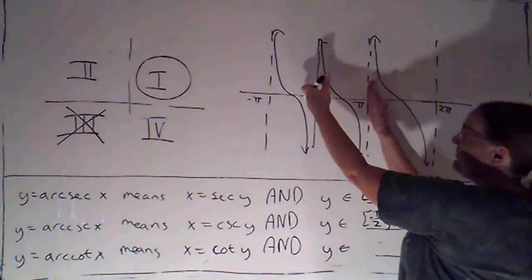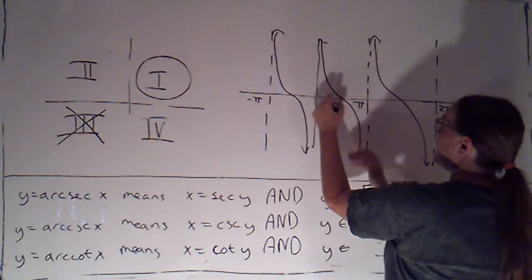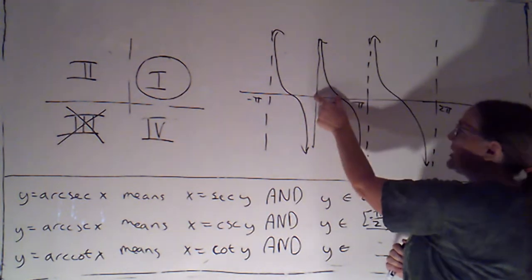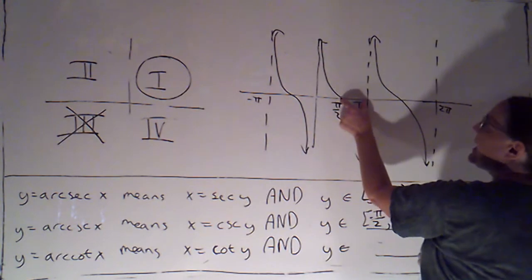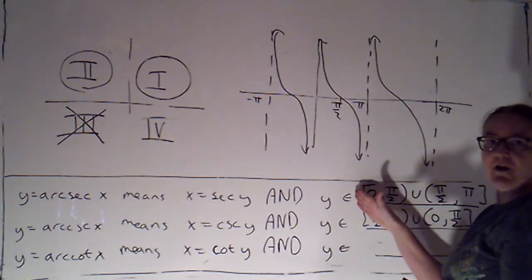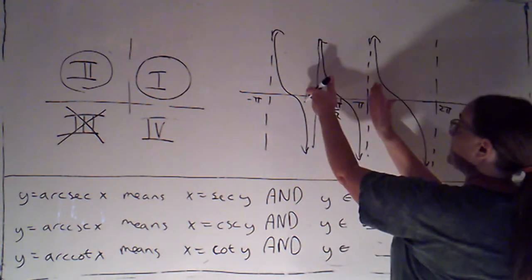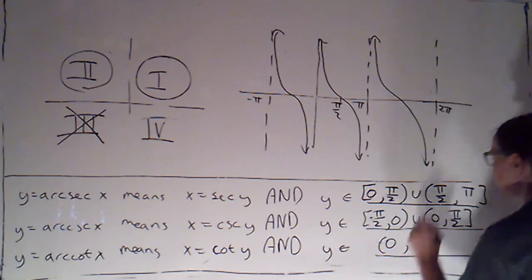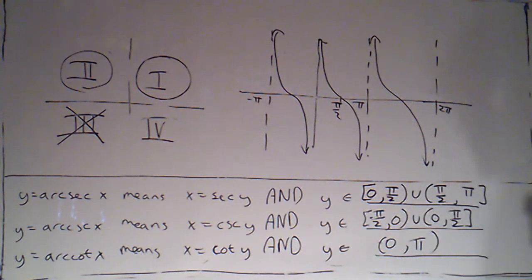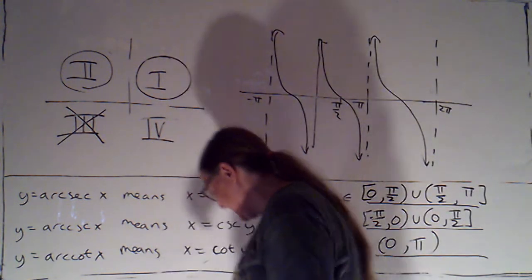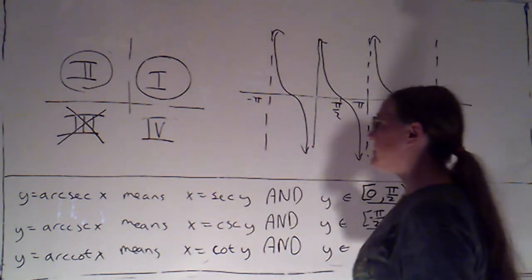So I can see if I choose this interval, here's 0 to pi over 2, that's the interval I always choose because that corresponds to quadrant 1. If I choose from pi over 2 to pi, which would correspond to quadrant 2, I'm going to get a connected piece of graph. And of course, I'm not going to include either endpoint because those aren't in the domain of cotangent. So for cotangent, we get the interval from 0 to pi, and it's an open interval. All right, good stuff.